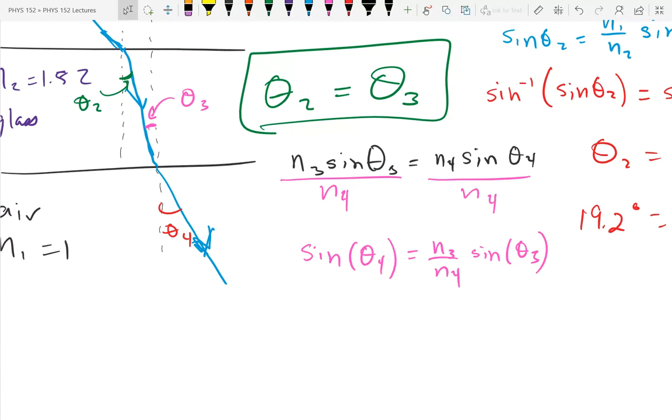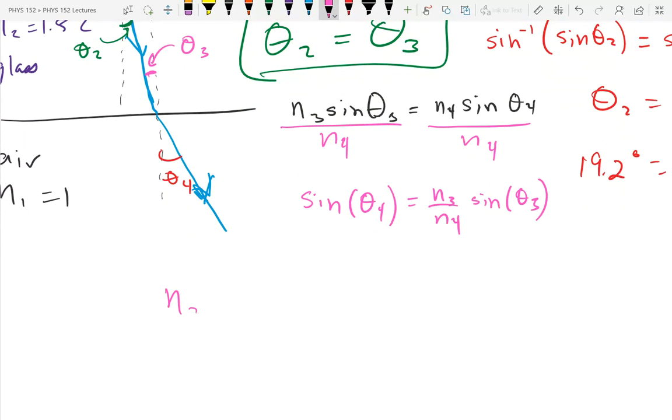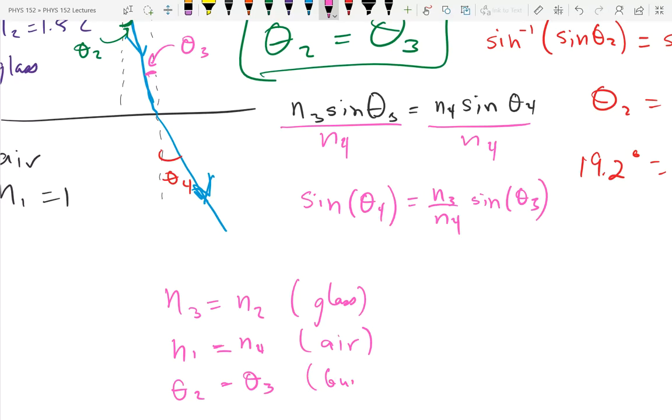Now I don't want to do it the brute force method. I want to do it the prettier way. So I'm not going to continue by putting in numbers. Instead, I'm going to do substitutions. We have n3 equals n2 because both are glass, and n1 equals n4 because both are air, and theta 2 equals theta 3 because Gila said so. Okay, because we had parallel surfaces. I mean, Gila did say so, but that's our geometry reason.